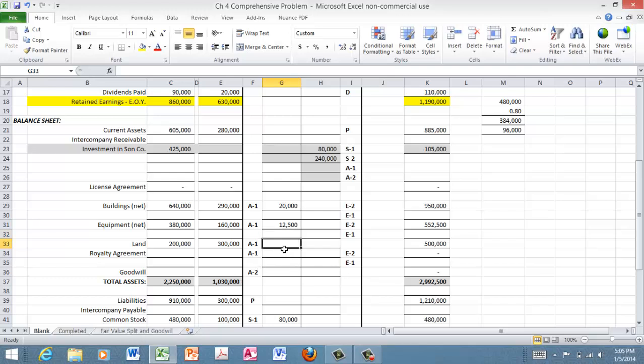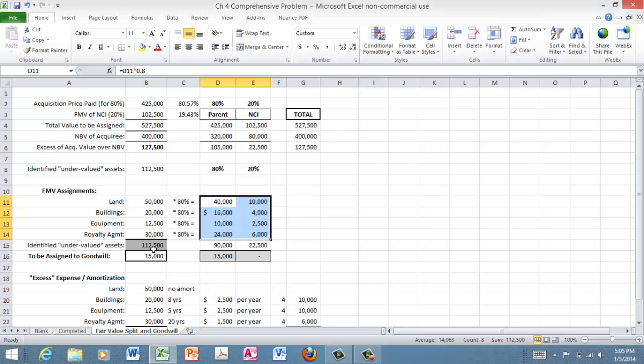And we had the $50,000 identified to land, and then on the royalty agreement that previously was not on the books, we said that is worth $30,000 at the time we bought the business, so we have to set that up. Now at this point, I'm going to look at the sum of those as the $112,500. Remember, that's this amount here. That's the total of all of them.